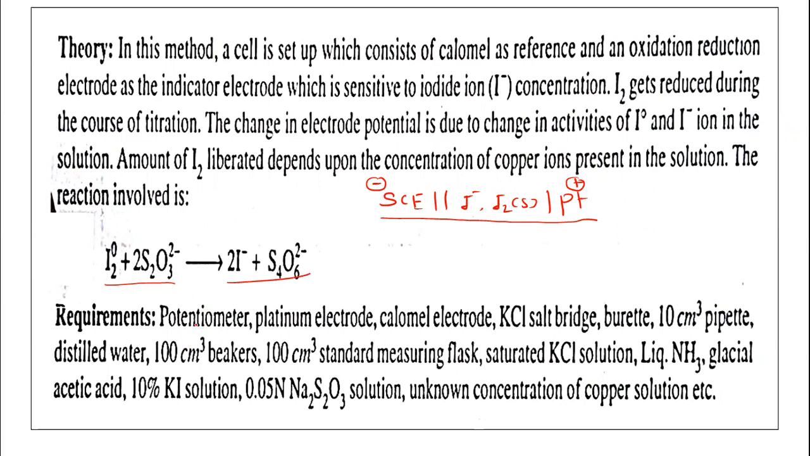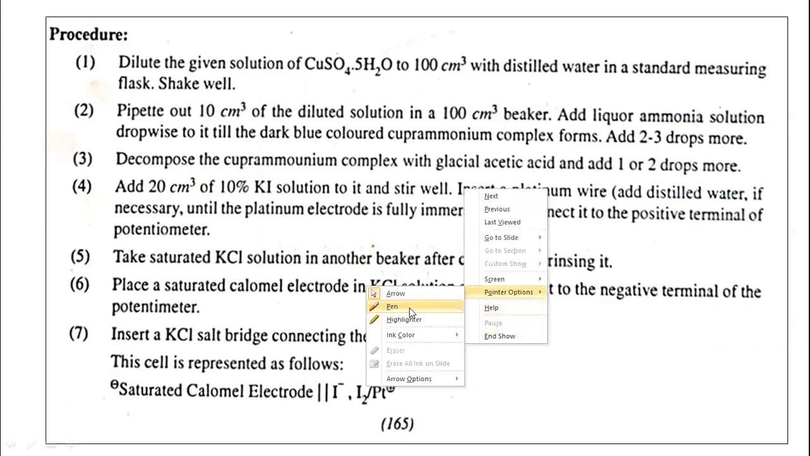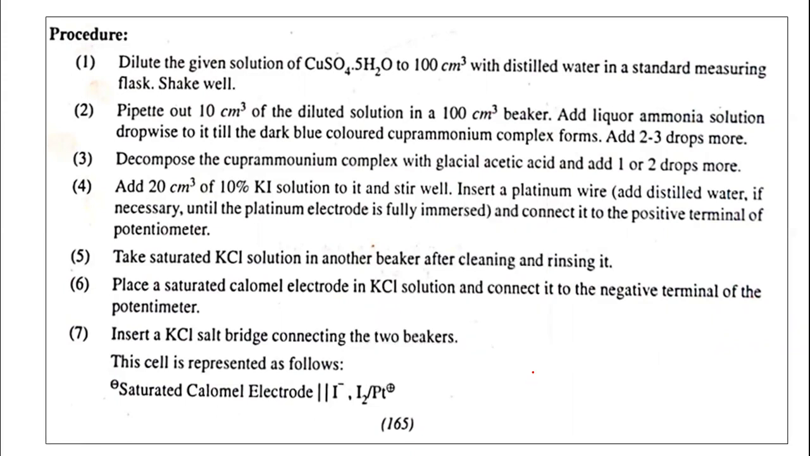So let us see how to perform this experiment. First of all, we have to dilute the given solution of copper sulfate in a 100 ml dilution flask. Suppose you are given a stock solution of unknown concentration of copper sulfate in a dilution flask. That flask is a 100 ml dilution flask, which we can represent here.